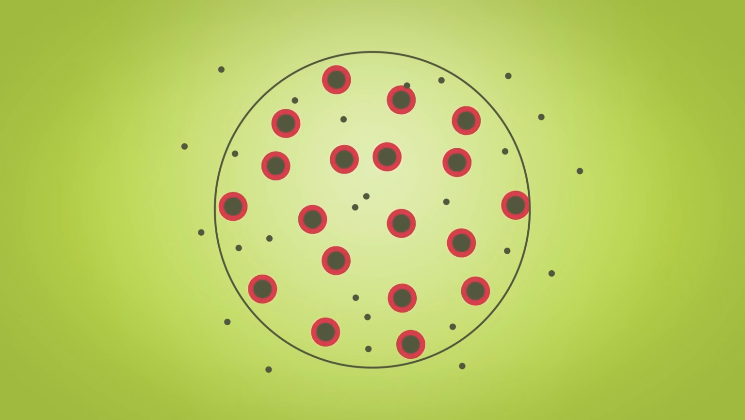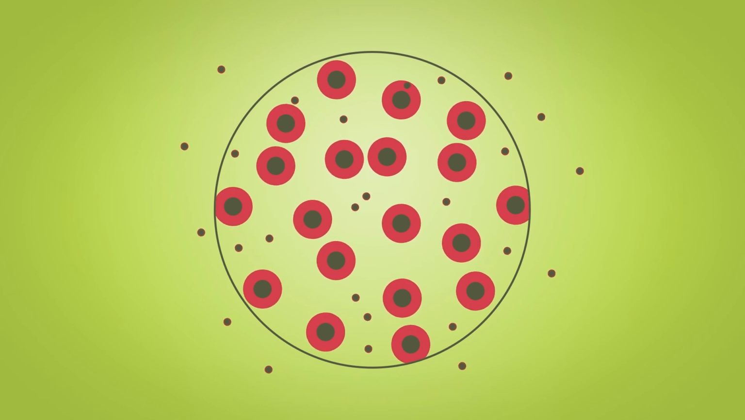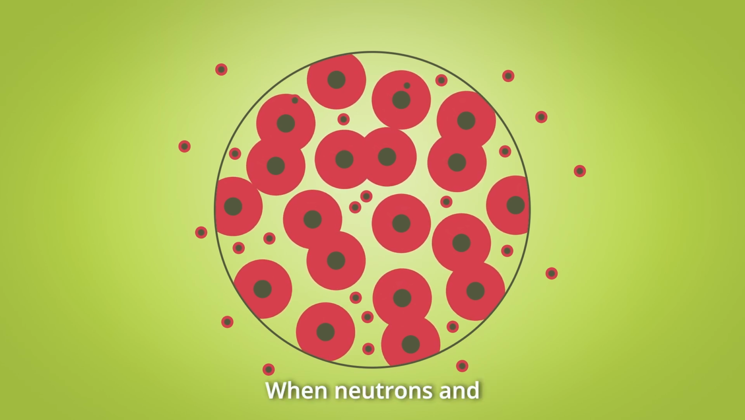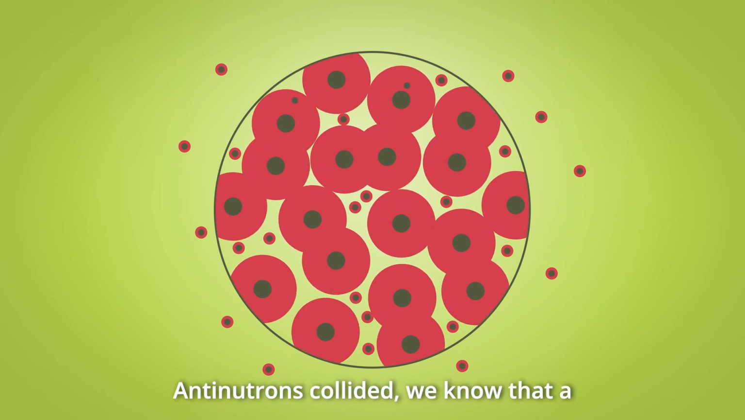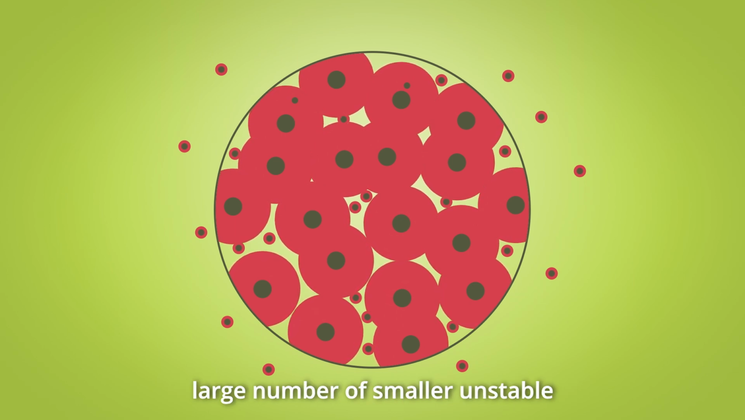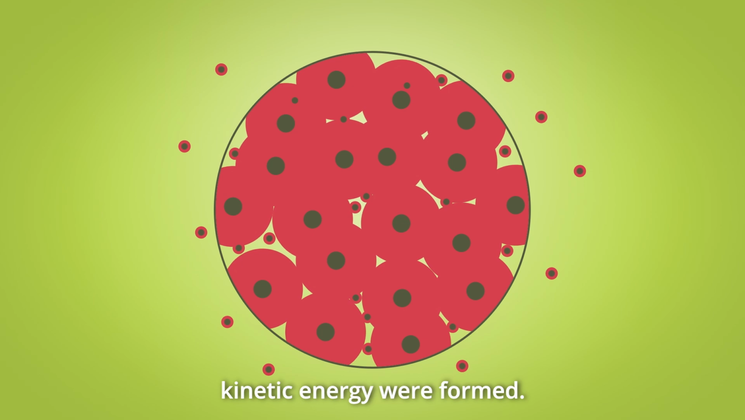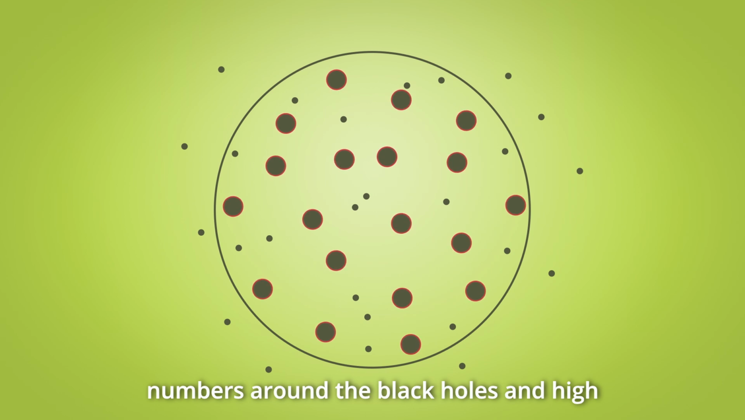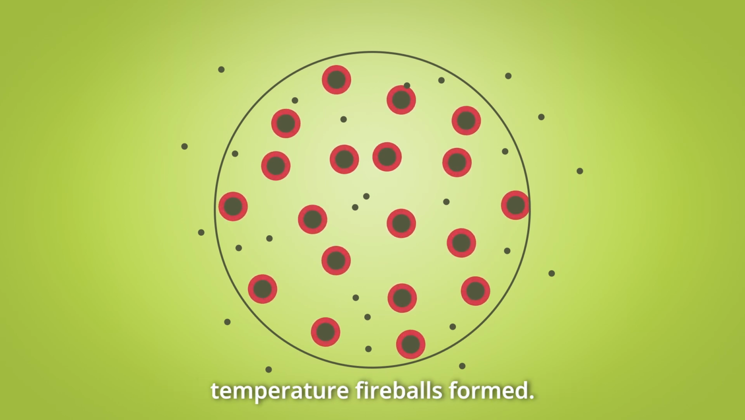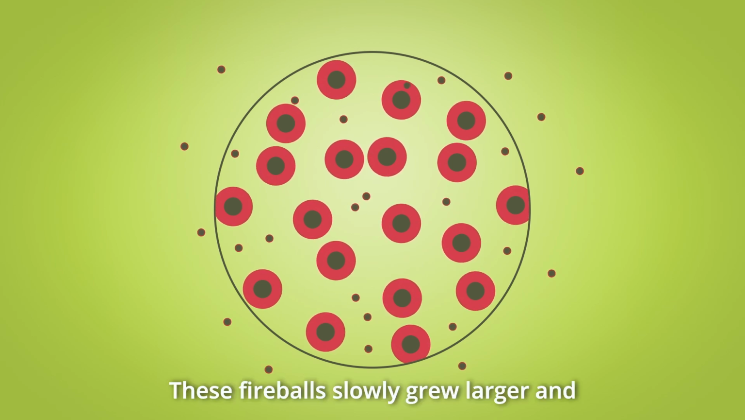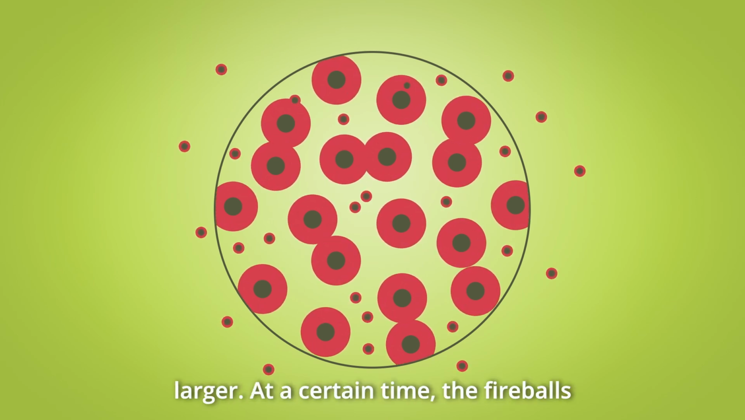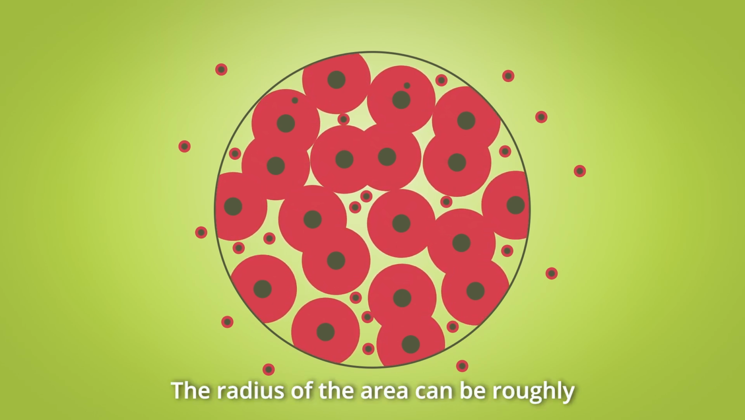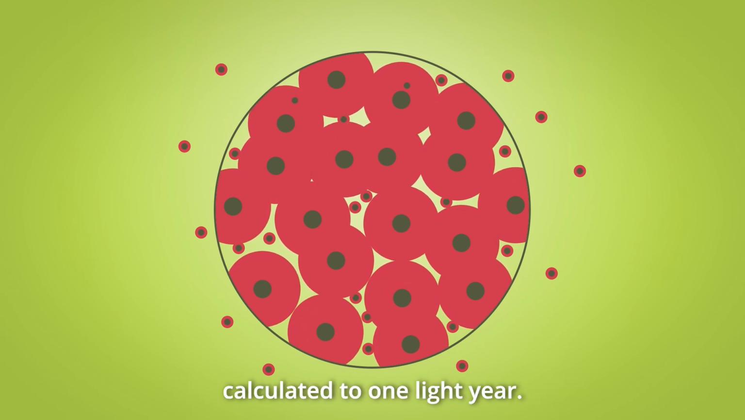Everywhere in the universe, partons, neutrons, and antineutrons were formed. They gathered round the great black holes. When neutrons and antineutrons collided, we know that a large number of smaller unstable particles with large kinetic energy were formed. Such annihilations occurred in large numbers around the black holes, and high-temperature fireballs formed. These fireballs slowly grew larger and larger. At a certain time, the fireballs had filled the entire neutron area. The radius of the area can be roughly calculated to 1 light-year.